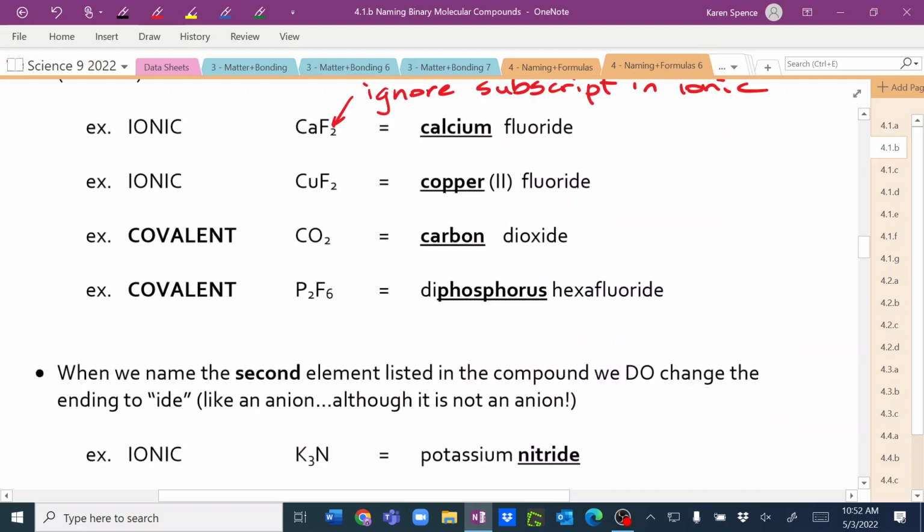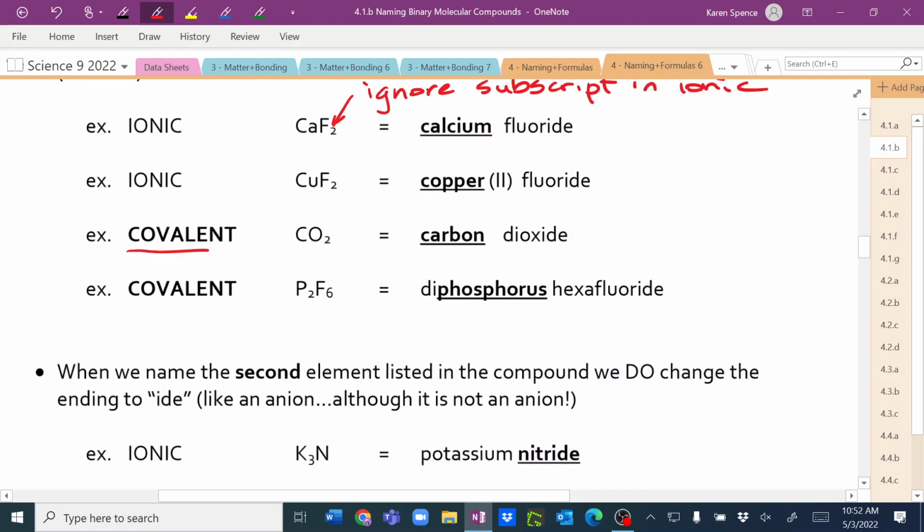However, let's watch what happens here. When we have a covalent compound, what do we add? It's not just carbon oxide, it's carbon dioxide. Why would we use the prefix di for the oxygen? There's 2 oxygens, right? 2 oxygens, carbon dioxide. Also, another thing I'd like you to notice is that even though oxygen is a non-metal, we still change the ending of the second word to "ide."